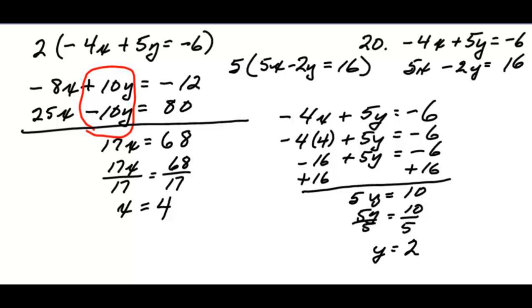So the pair of numbers that works for these systems of linear equations is the pair x is 4 and y is 2. And if you want, you can verify that by checking it out.